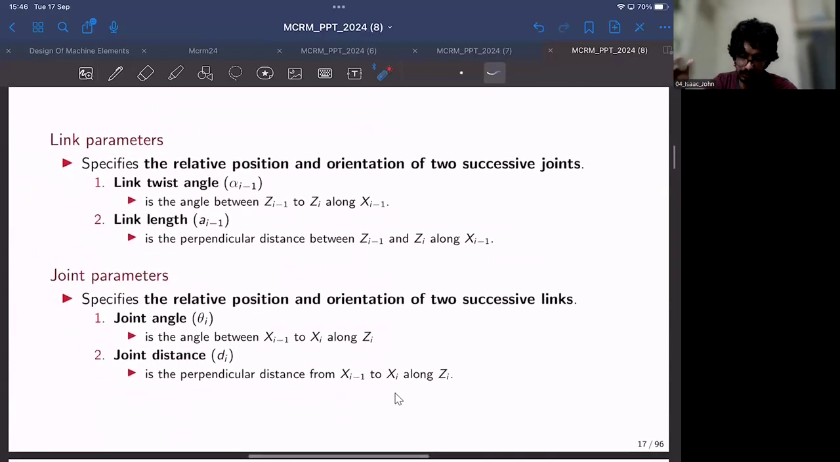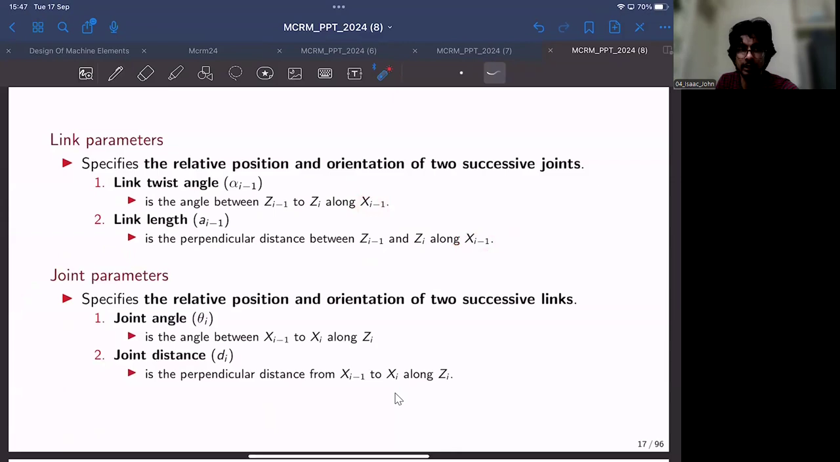So as we have seen earlier, there are 2 link parameters, what we call link twist angle and link length. So link twist is nothing but the angle between Zi minus 1 and Zi measured with respect to Xi minus 1. And link length ai minus 1 is nothing but the perpendicular distance between Zi minus 1 and Zi along Xi minus 1. So the two transformations are along or with respect to the Xi minus 1 frame of reference. Right? The first one is a rotation and the second one is a translation.